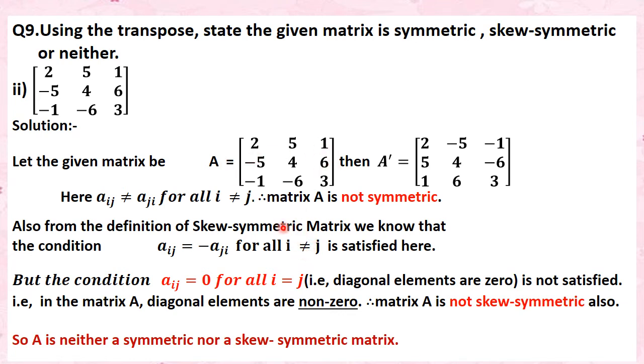But the next condition is about the diagonal elements. In a skew symmetric matrix, the diagonal elements are always equal to 0. But here the diagonal elements are non-zero. So it is not satisfying the second condition, that is Aij is equal to 0 for all i equal to j. This condition is clearly mentioned in the definition of skew symmetric matrix. So we can say that the given matrix A is neither a symmetric nor a skew symmetric matrix.